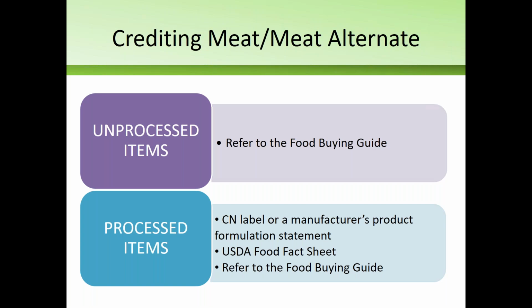And it's important to note, if you cannot obtain documentation for processed products, you will not be able to determine the meal pattern contribution. So it's really important to keep labels, fact sheets, manufacturer's product formulation statements, and CN labels on file, which are used to support how your menu contributes to the meal pattern requirements.